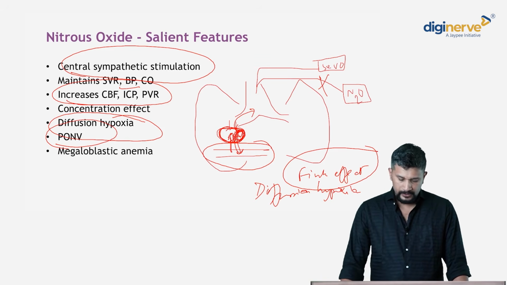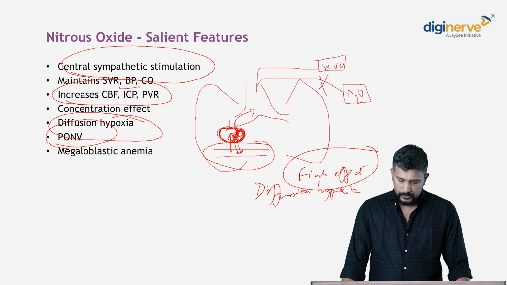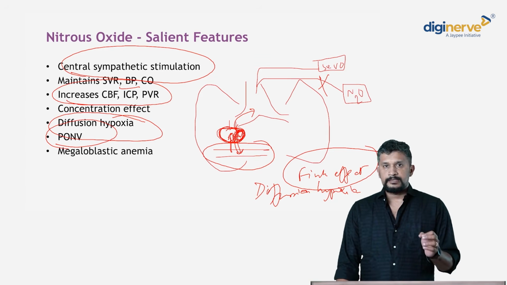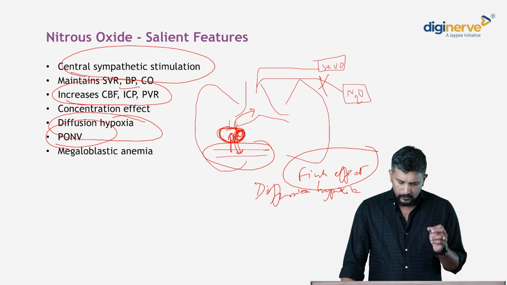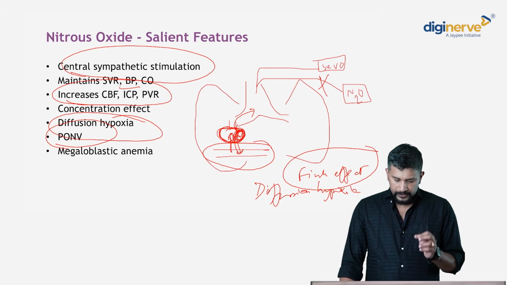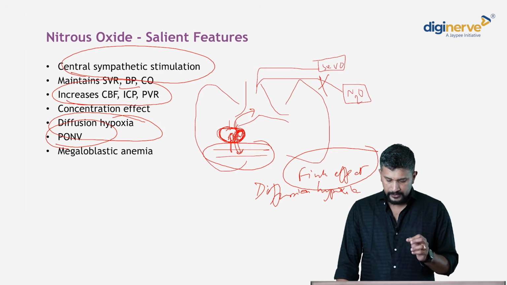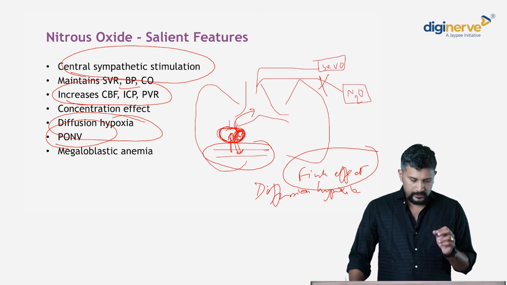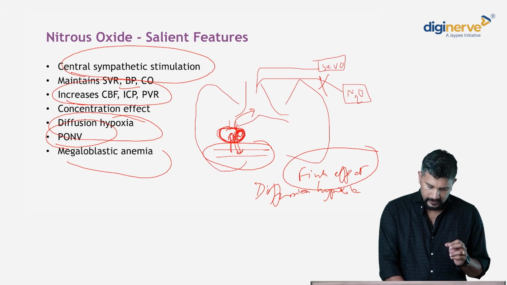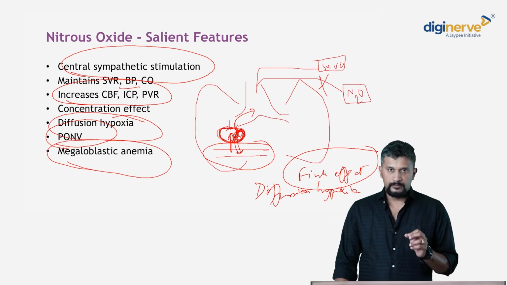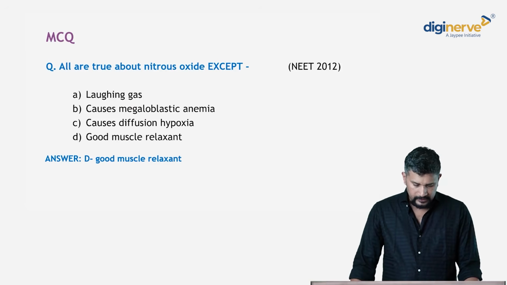Other important thing you need to remember is that nitrous oxide use irreversibly oxidizes the cobalt atom of vitamin B12 by reducing the activity of B12 dependent enzymes such as your methionine synthetases, and this would result in megaloblastic anemia. This is something which you need to remember. Therefore, I think we can answer this question.